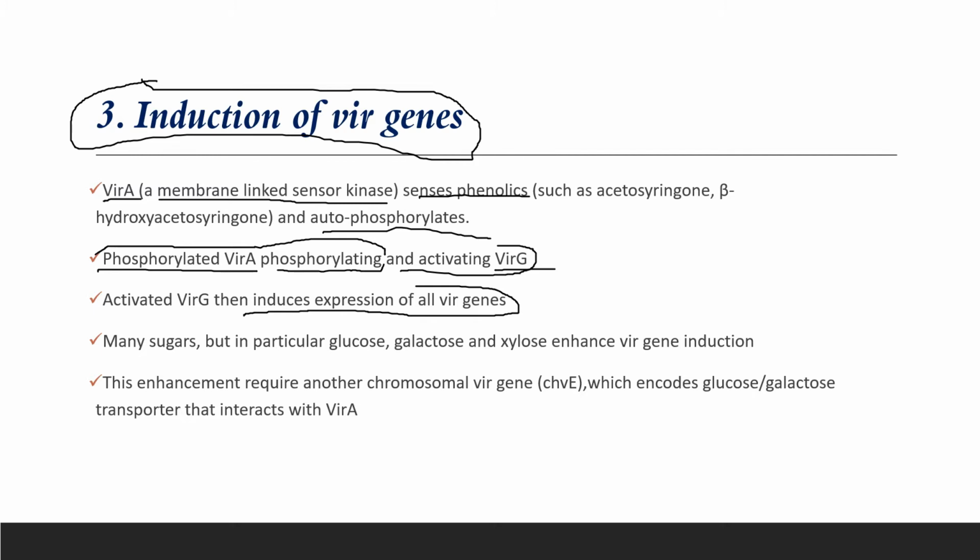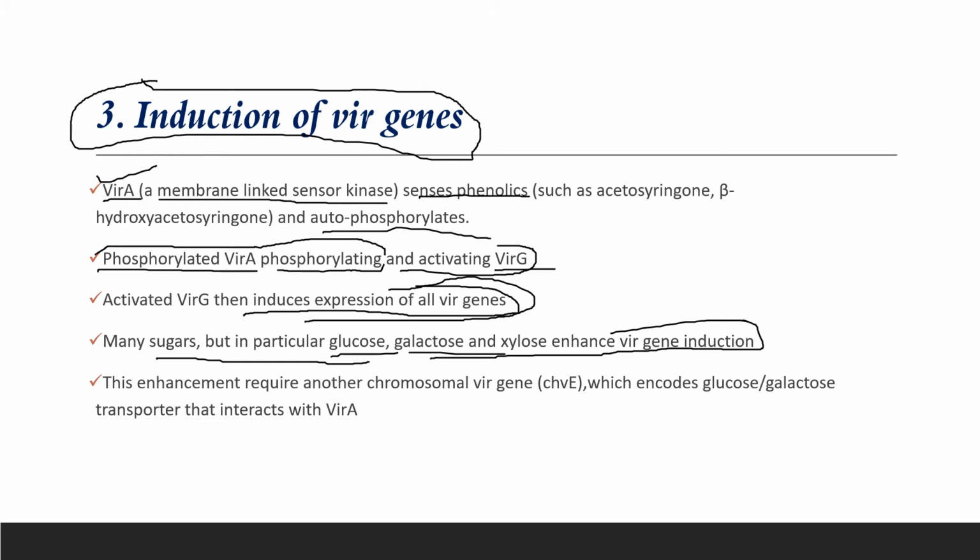So it starts with virA, which autophosphorylates and thus activates virG. And as the activation of virG is done, it induces expression of all the vir genes. Many sugars, but in particular glucose, galactose, and xylose, enhance vir gene induction. Alright. So along with vir genes, there are certain sugars as well. As you can see, glucose, galactose, and xylose enhance vir gene induction.